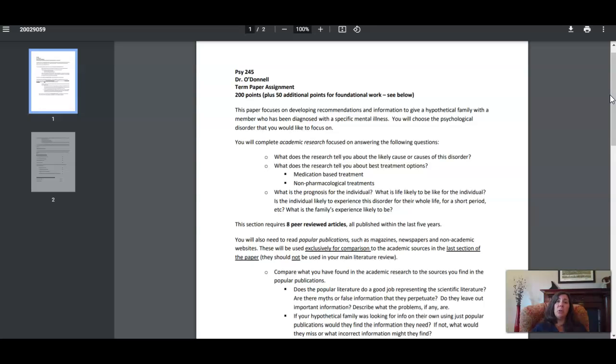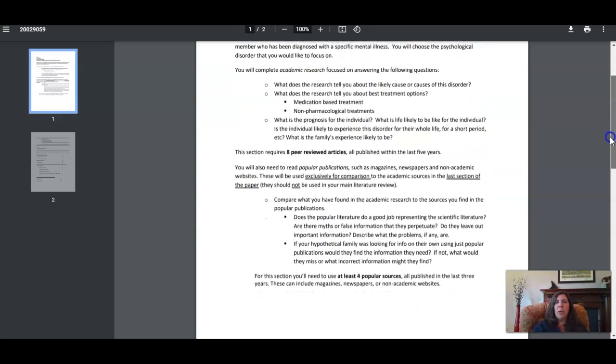Every student I've ever known who has chosen to do that has been very, very happy and has wound up with some really good resources from doing that. So that is my first suggestion for you in terms of getting help using the databases, even if you've used them before. It's just a great thing to do. So you're going to use those 8 peer-reviewed articles to answer those questions.